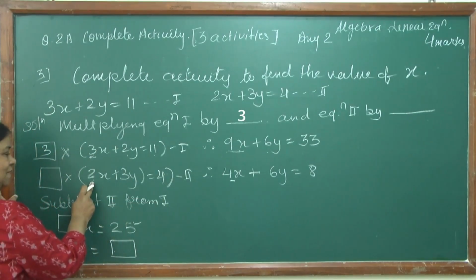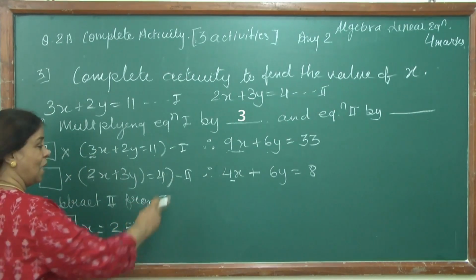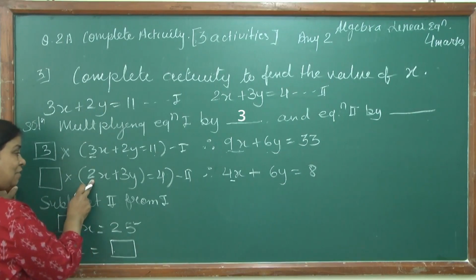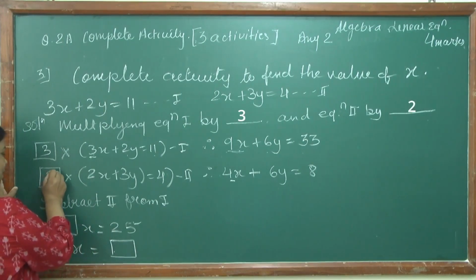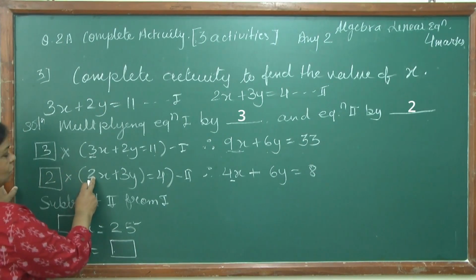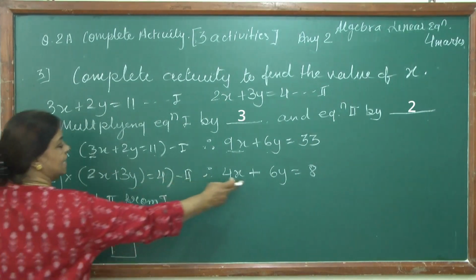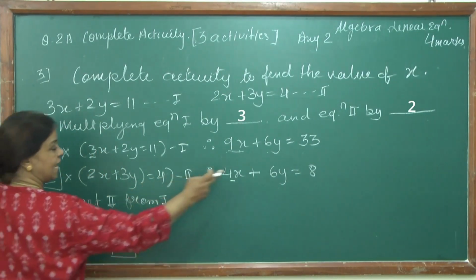So you get the answer in the question itself. 4x is there, here 2x is there. How did you get 4? By multiplying this by 2. So multiply it by 2. So 2 2s are 4x, 2 3s are 6y, 2 4s are 8.